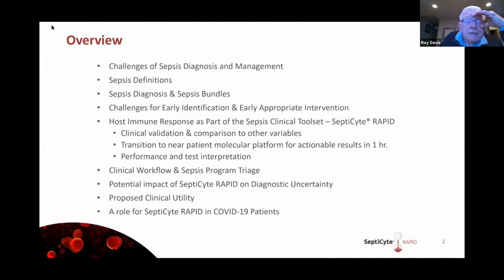As an overview, we'd like to address the challenges of sepsis diagnosis and management, sepsis definitions, the use of sepsis bundles, the challenges in early identification and early appropriate therapy, and then the role of a host response test with regards to SeptiCyte RAPID, the clinical validation of the test, transition to a near-patient molecular platform, and the performance of the test in the diagnosis of sepsis. We'll review briefly clinical workflow and sepsis program triage, the impact of SeptiCyte RAPID on that diagnostic uncertainty, and then finally, a possible role of SeptiCyte RAPID in COVID-19 patients.